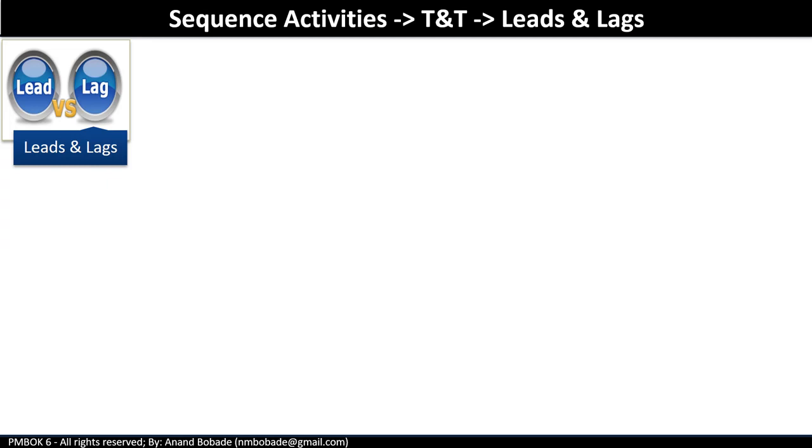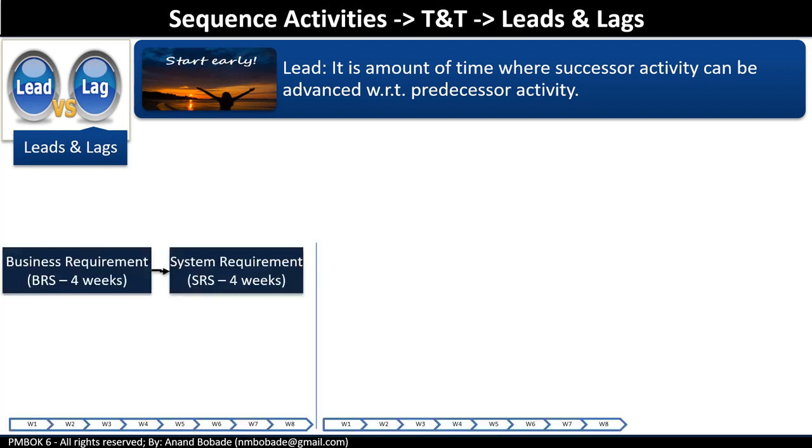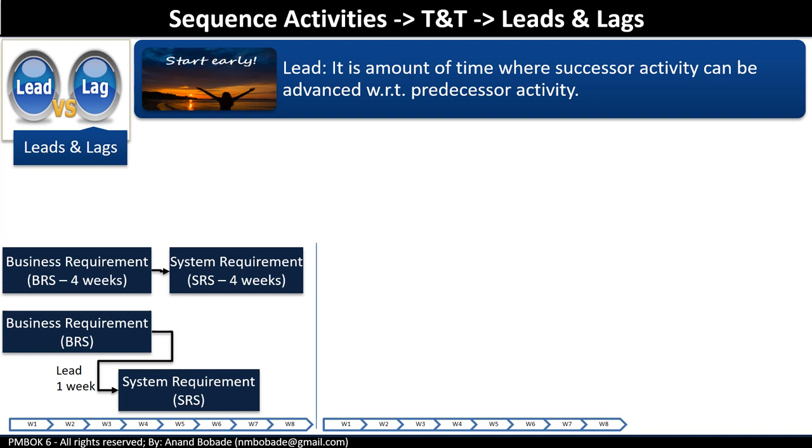Leads and lags. A lead is the amount of time a successor activity can be advanced with respect to a predecessor activity. For example, you have a 4 week activity to create the business requirement document, followed by 4 weeks to create the system requirement document. As you know, in most cases, the system requirement document can be started for a completed portion of the BRS. Hence, a 1 week lead for a successor activity would mean the SRS could be started 1 week prior to the completion of the predecessor activity, that's the BRS.